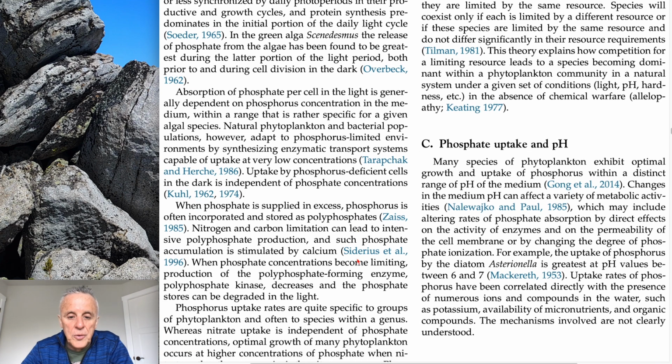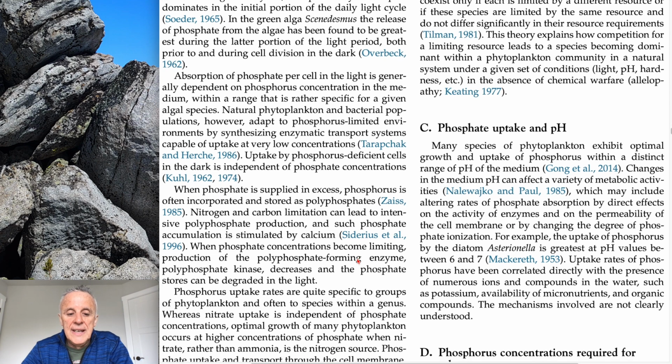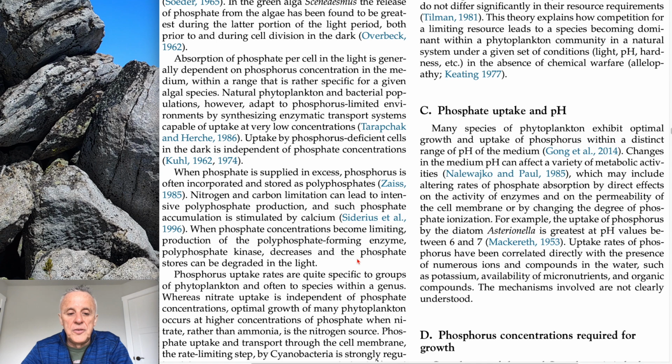Absorption of phosphate per cell in the light is generally dependent on phosphorus concentration in the medium, within a range that is rather specific for a given algal species. Natural phytoplankton and bacterial populations, however, adapt to phosphorus-limited environments by synthesizing enzymatic transport systems capable of uptake at very low concentrations. Uptake by phosphorus-deficient cells in the dark is dependent on phosphate concentrations.